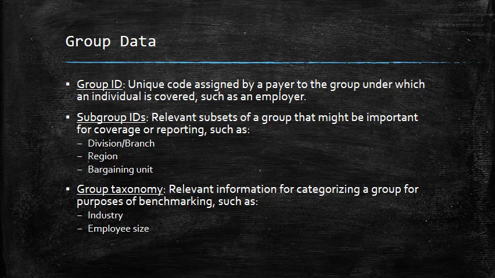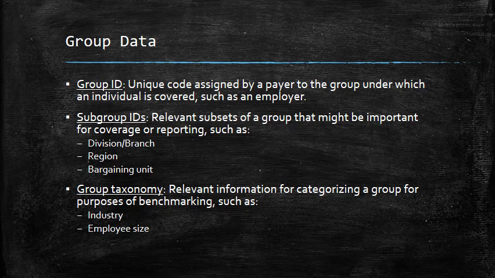Then there'll be a subgroup ID, or there'll be a set of subgroup IDs. These are relevant subsets of the group that might be important for coverage or reporting. It could be a division or a branch of an employer. It could be the region of the country that that member lives in. It could be a bargaining unit if you're talking about union coverage.